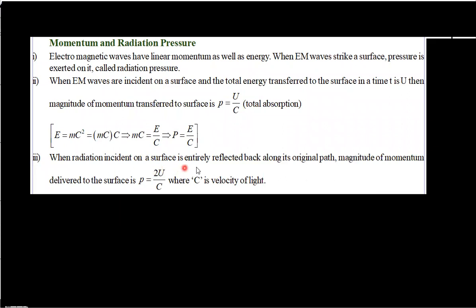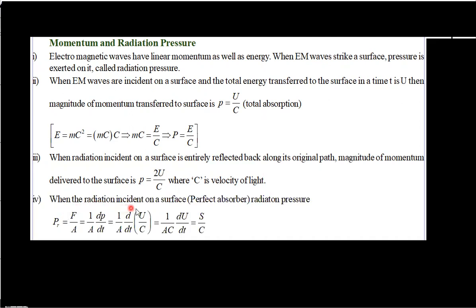When radiation incident on a surface is entirely reflected back along its original path, the magnitude of momentum delivered to the surface is equal to 2U by c. So it is the same as going and reflecting back with the same velocity, then you are getting 2 times p, that is mv minus minus mv, then what you will get, right? 2 mv, that is 2 times p, and therefore 2 into U by c. Next one.